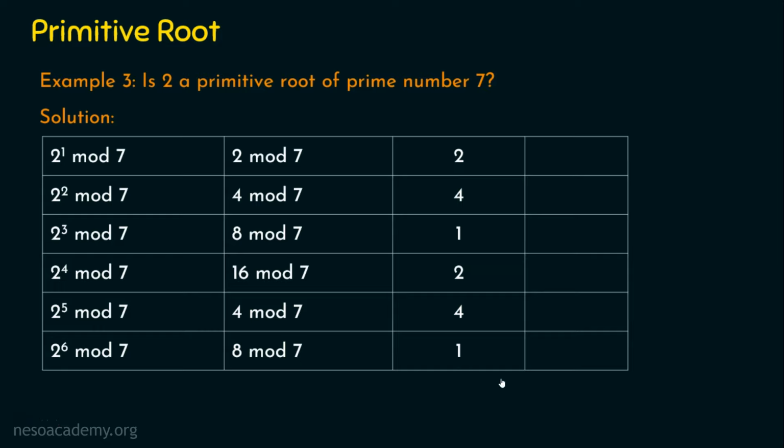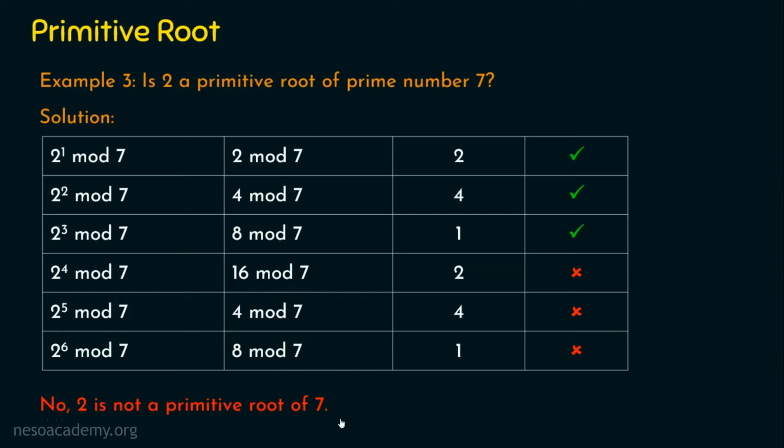Are you getting the distinct values? 2, yes. 4, yes. 1, yes. And henceforth, we are not getting distinct values. And also, the results are not uniformly distributed, isn't it? So what's the question? Is 2 a primitive root of prime number 7? The answer is no. 2 is not a primitive root of prime number 7.